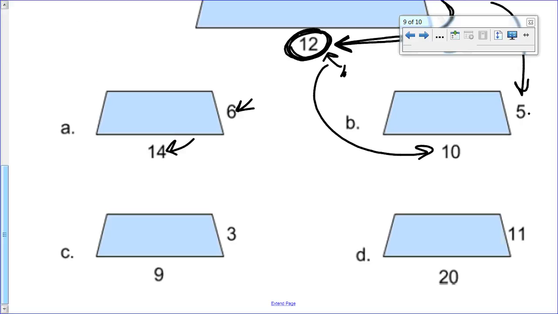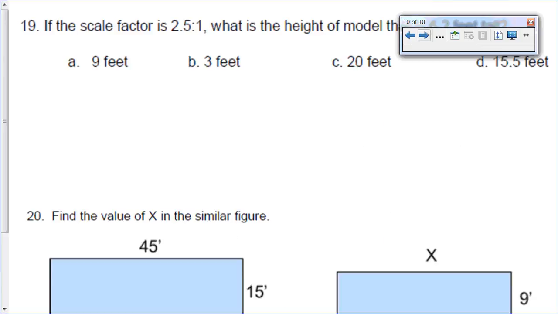Are there 3 5s in 10? No, there's not. So I'll go ahead and tell you B is not one of the answers. I'll give you that much. So hopefully that helps out on that one.